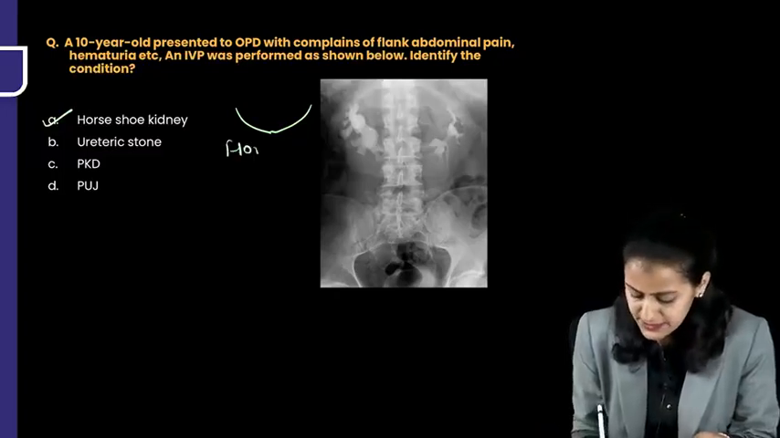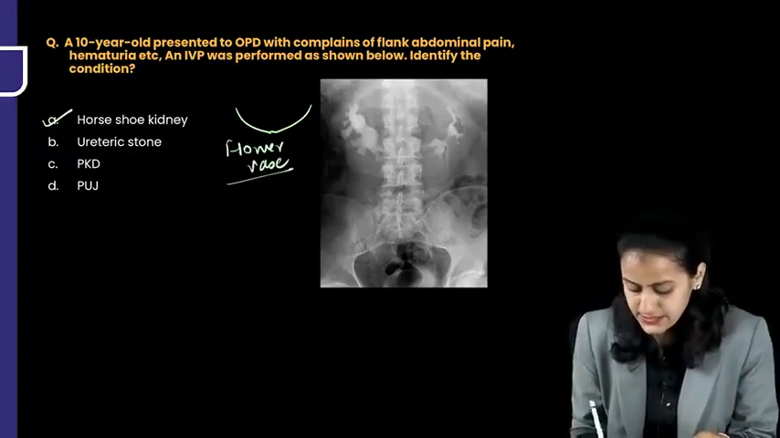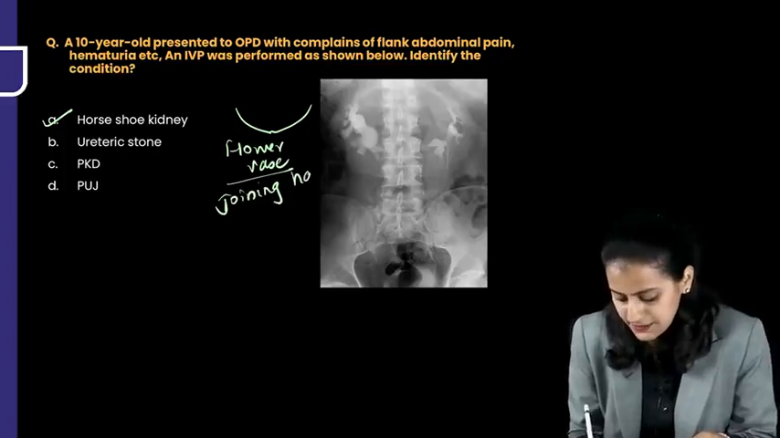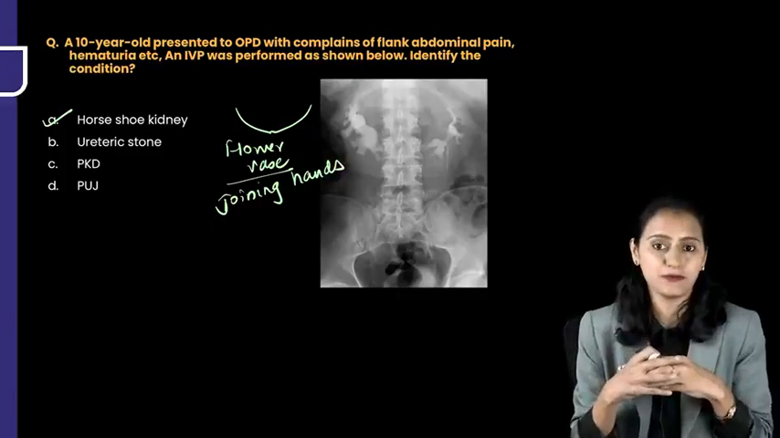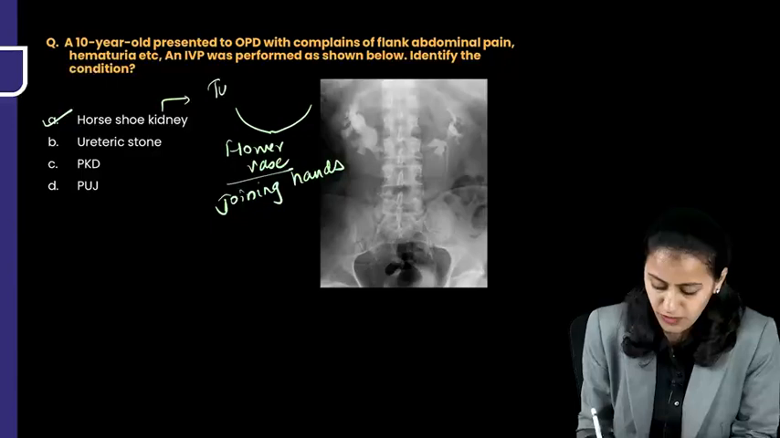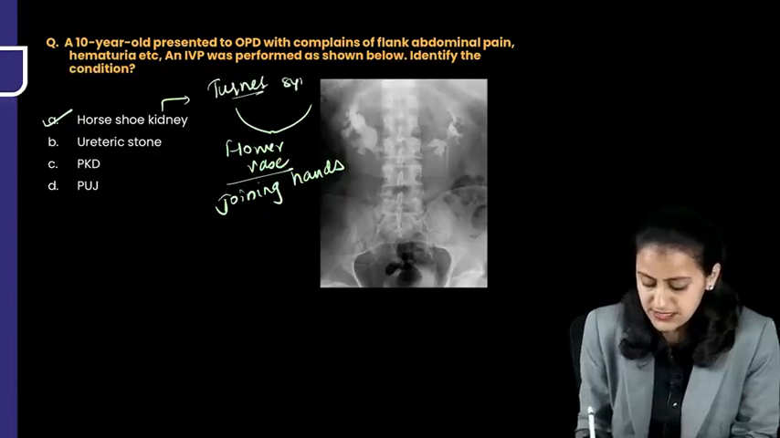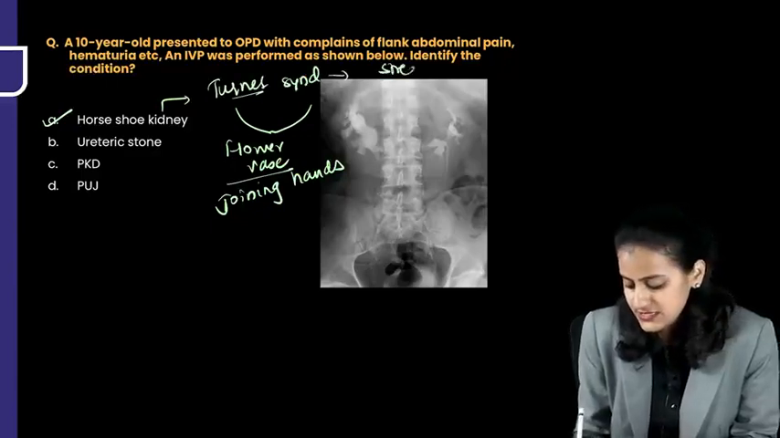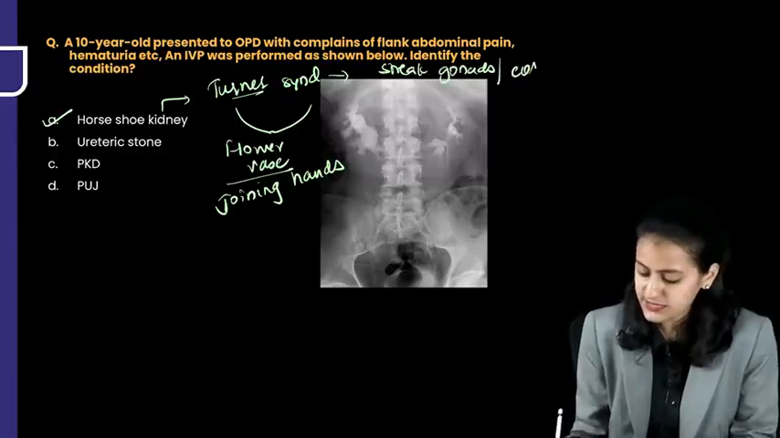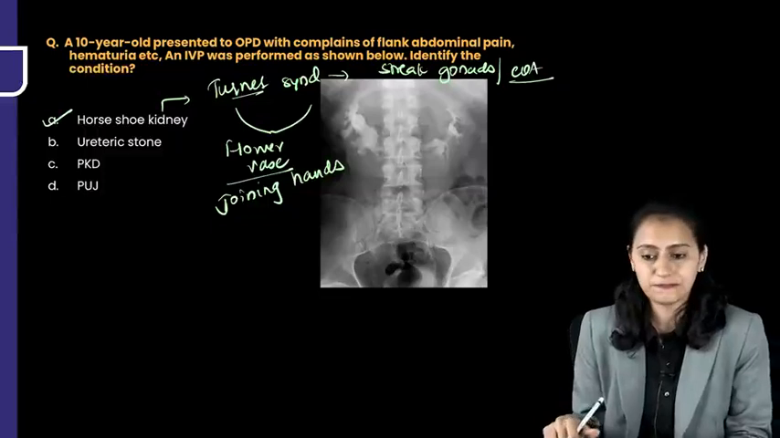The appearance here is called as the flower vase appearance, or it is also called as the joining hands appearance or the handshake appearance. So this is horseshoe kidney. Remember the association of horseshoe kidney with Turner syndrome. What else do we see in Turner syndrome? We see the streak gonads, streak ovaries. Also it has association with coarctation of aorta, right?